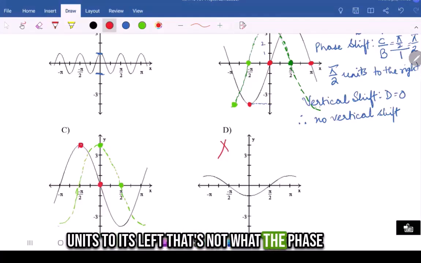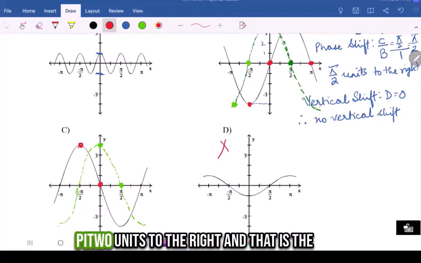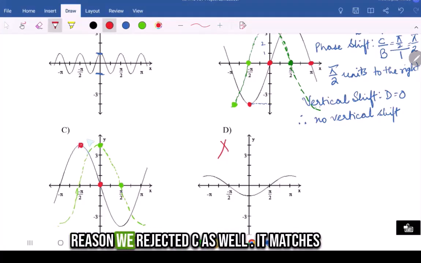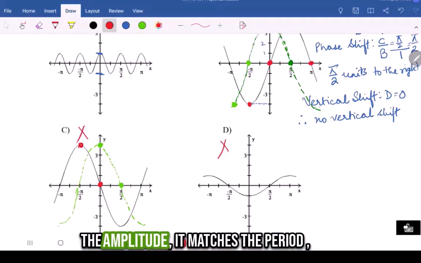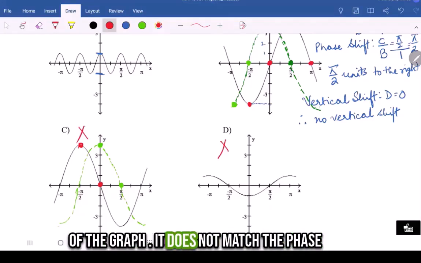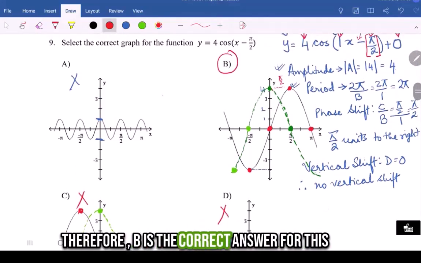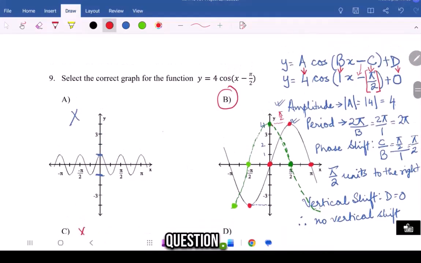That's not what the phase shift of this particular function is. It was pi over 2 units to the right. And that is the reason we rejected C as well. It matches the amplitude, it matches the period. However, it does not match the phase shift that the graph should have. All right. Therefore, B is the correct answer for this question.